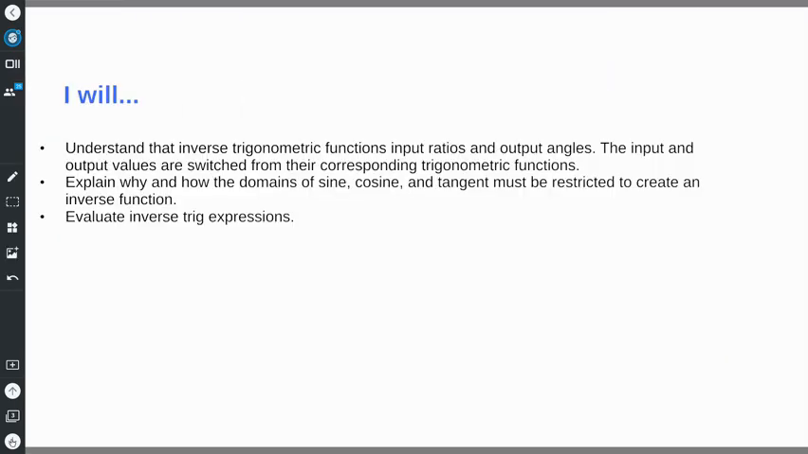All right, so for today and tomorrow, which by the way, we won't get to finish today, we're going to go over inverse trigonometric functions and understand that their inputs and outputs are switched. The input ratio for an inverse is going to be your coordinate point, and the output is going to be your angles. The inputs and outputs are switched, as you guys mentioned. Explain why and how the domain for sine, cosine, and tangent must be restricted. And then after all that fun, we're going to evaluate some trig expressions. All right.